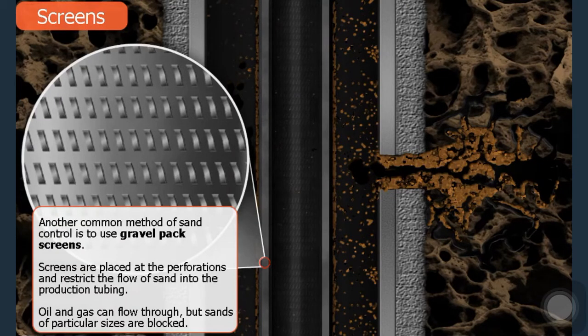Another common method of sand control is to use gravel pack screens. Screens are placed at the perforations and restrict the flow of sand into the production tubing. Oil and gas can flow through, but sands of particular sizes are blocked.